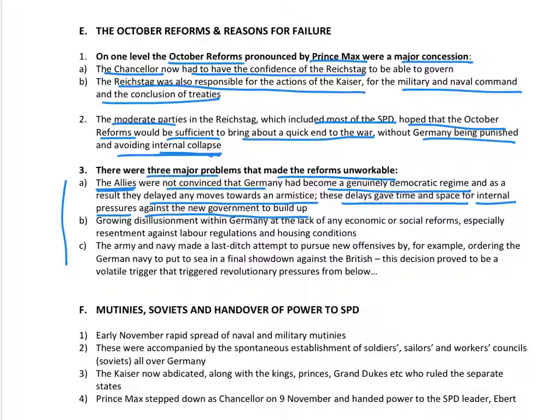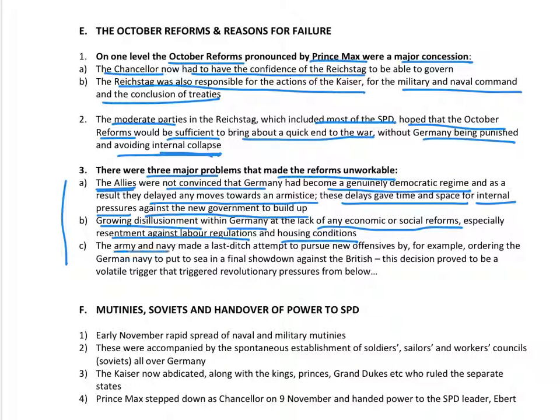So by the time the November armistice was agreed upon, the situation was not the same as it had been 4 weeks earlier when the October reform had been proposed. There was growing disillusionment within Germany at the lack of any economic or social reforms. If Prince Max had introduced economic or social reforms straight away, then arguably that might have taken the pressure off him and the Kaiser could have survived. But that 4 or 5 week delay in which nothing seemed to be happening was crucial. In particular there was resentment against labour regulations and housing conditions.